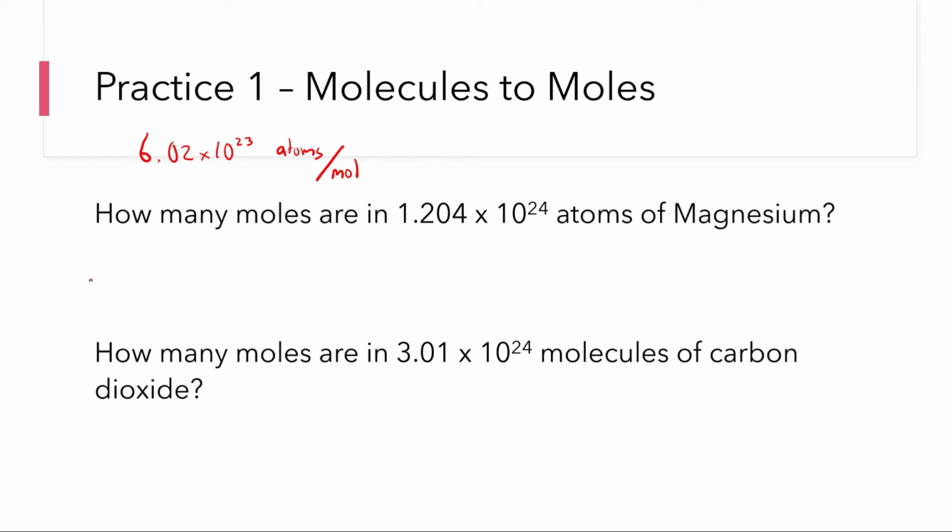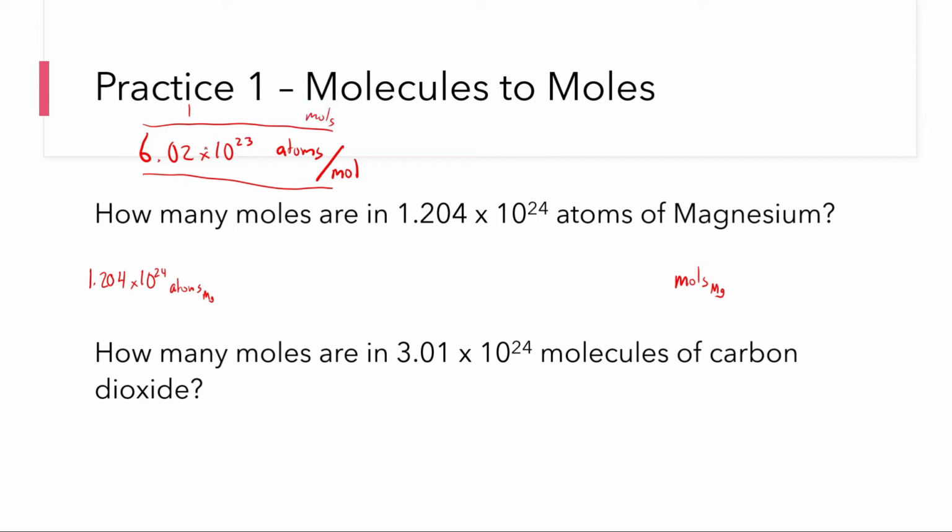So we have 1.204 times 10 to the 24th atoms of Mg, and we want our answer to be in moles of Mg. Now, if we were to bring down Avogadro's number and use it like this, we would end up having atoms times atoms divided by moles, which wouldn't cancel out. So instead, we want to flip this number and make it 1 over. And that'll give us moles per atom.